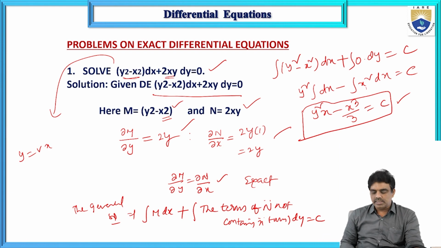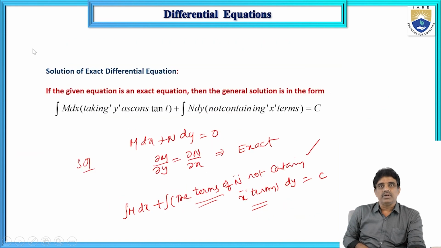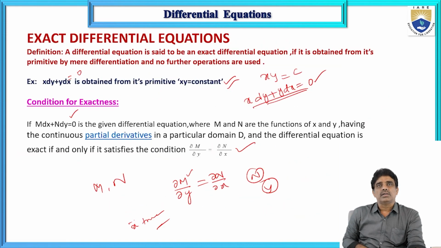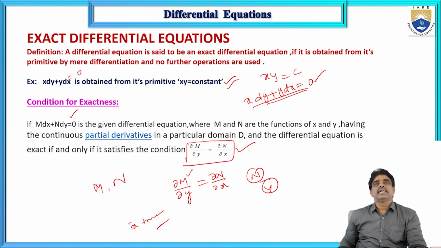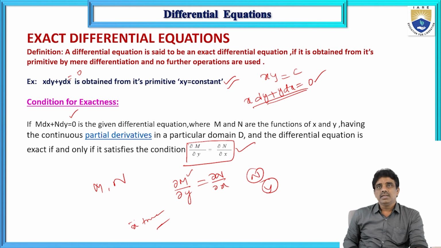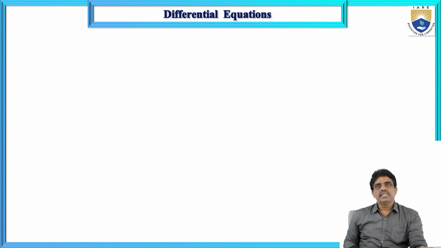Here you have to check the condition for exactness: is ∂M/∂y equal to ∂N/∂x or not? So this is the condition, ∂M/∂y equals ∂N/∂x. If it is satisfied, the equation is said to be an exact equation. Now we see another problem.